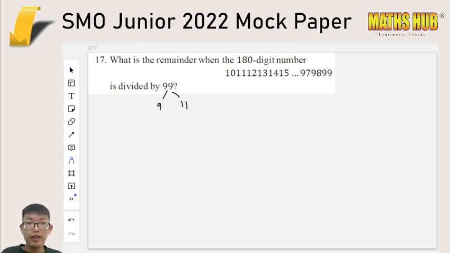However, there is a faster way to do this using a little bit of modular arithmetic. And I've placed this question here because in recent times, the SMO Junior has tended to ask a question like this, where if you are aware of modular arithmetic, you can save yourself a huge chunk of time.